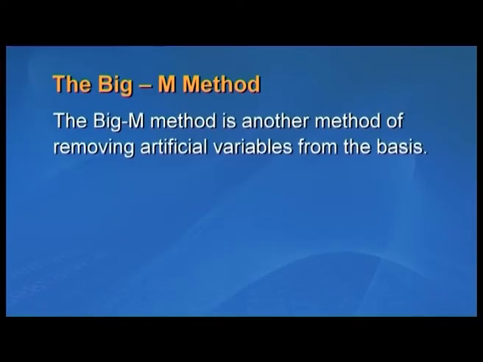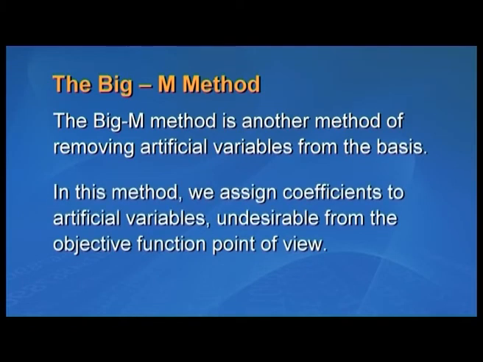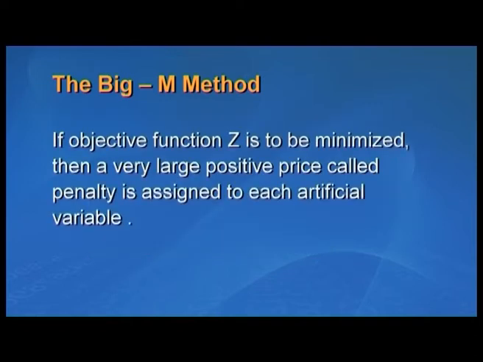Following is the explanation of the Big M method. The Big M method is another method of removing artificial variables from the basis. In this method, we assign coefficients to artificial variables that are undesirable from the objective function point of view. If objective function z is to be minimized, then a very large positive price called penalty is assigned to each artificial variable.